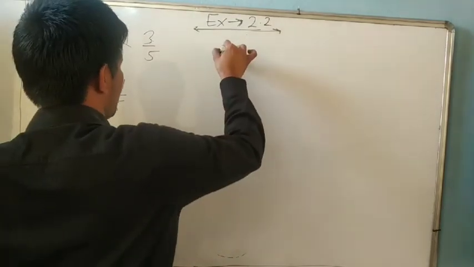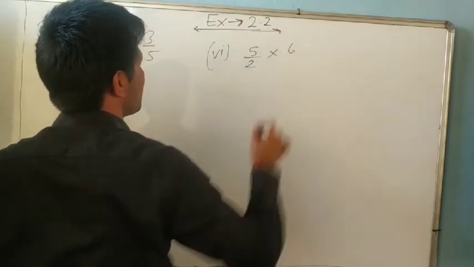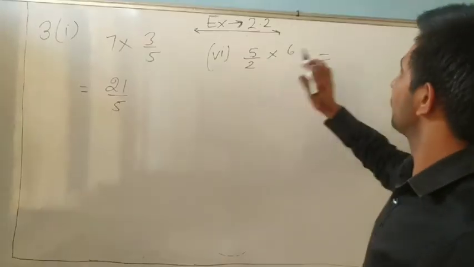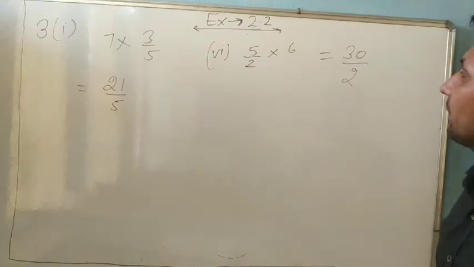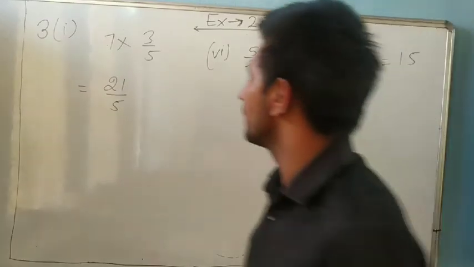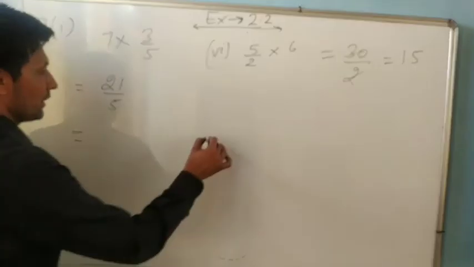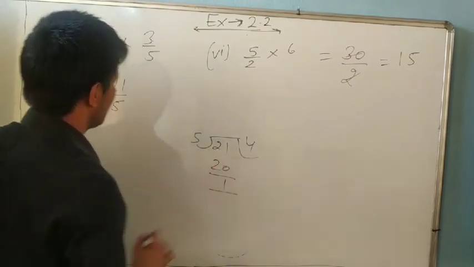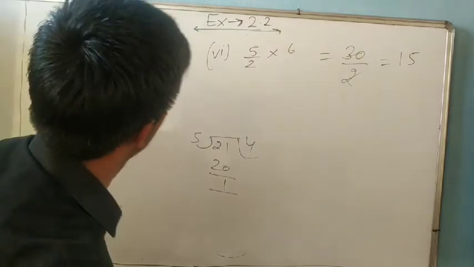Suppose the sixth part is 5 upon 2 multiply 6. So you can multiply. 5 into 6, 30. 2 as it is. Can we divide? 30 divided by 2, yes, it comes 15. So the answer is 15. And you can write it as a mixed fraction also if you want: 21 divided by 5. 5 fours are 20, 1 is the remainder. So 4 1 upon 5, it is your answer.